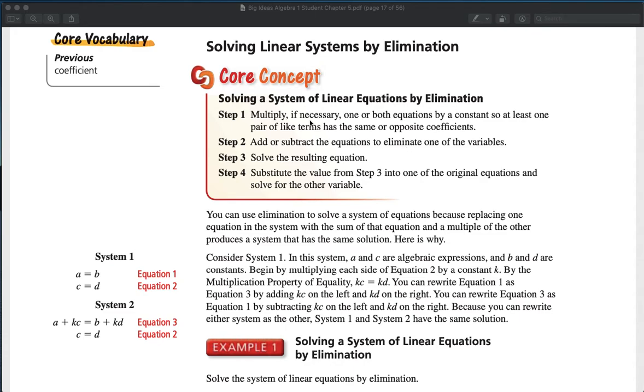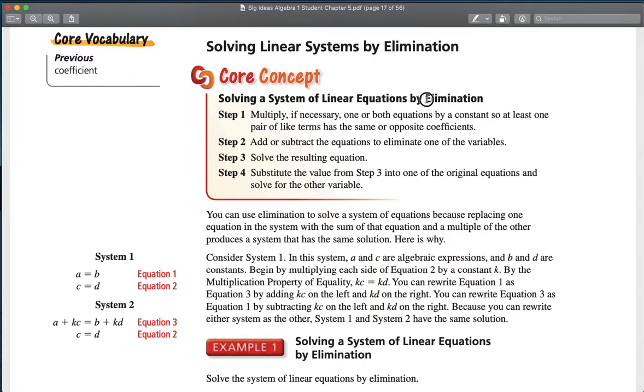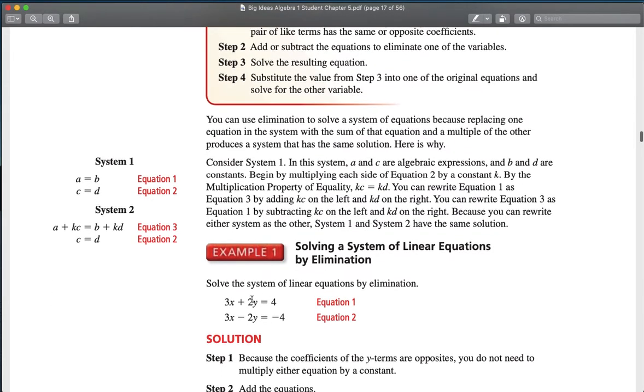What you are going to be learning is this process, which is solving a system of linear equations by elimination, right? So the name of the game is to eliminate. We want to eliminate certain variables when dealing with a system of linear equations. So let me go ahead and remind you what that is, with the vocabulary.